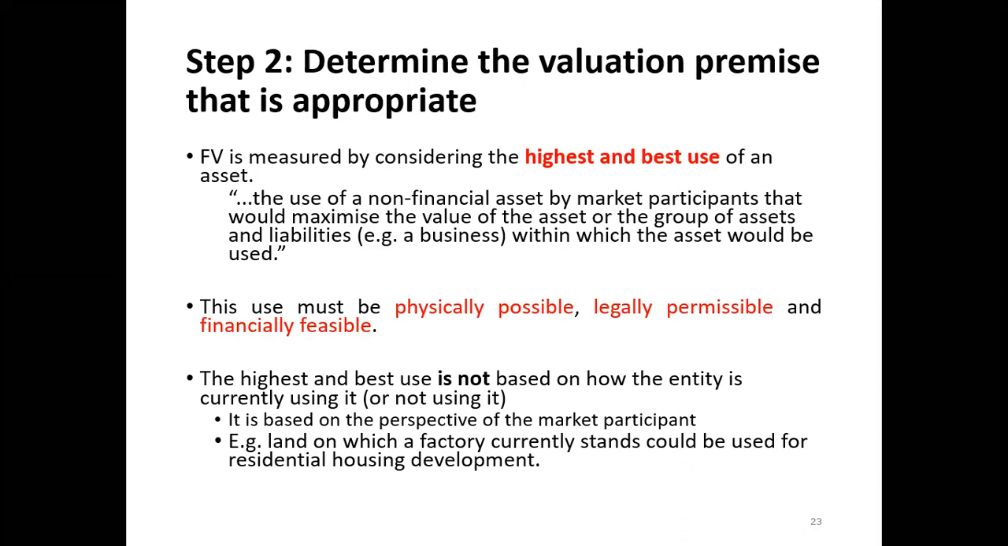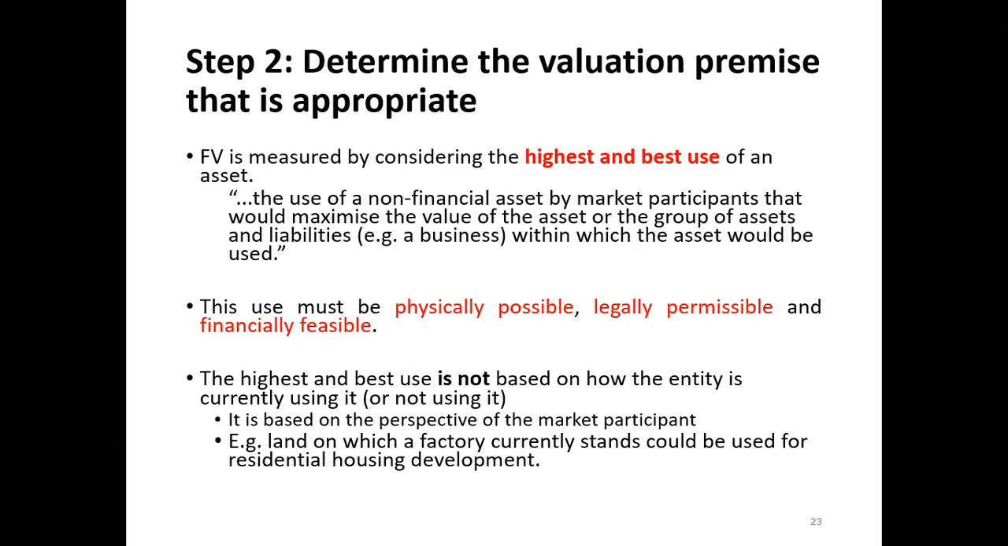And also, whatever use you may assume has to be financially feasible. So the highest and best use you assume has to be physically possible, legally permissible, and financially feasible. That is what you need to consider here. Then it says that the highest and best use is not based on how the entity is currently using it or not using it. This is the most important thing.